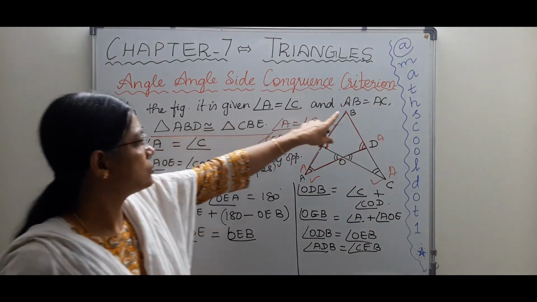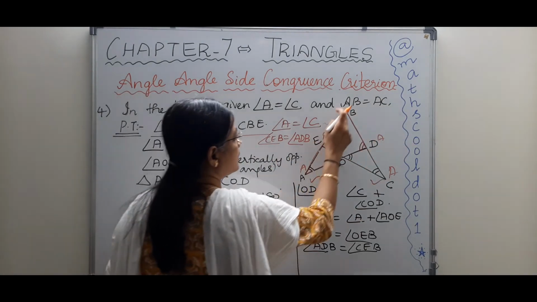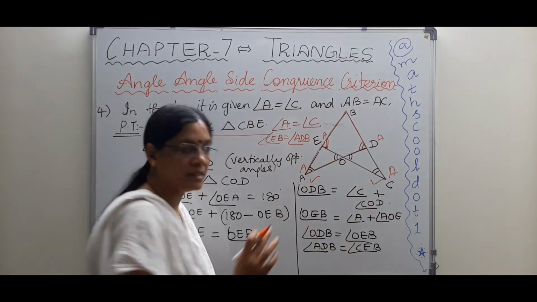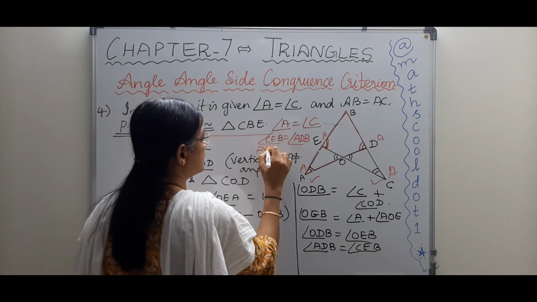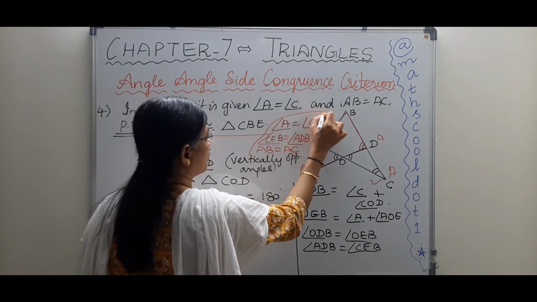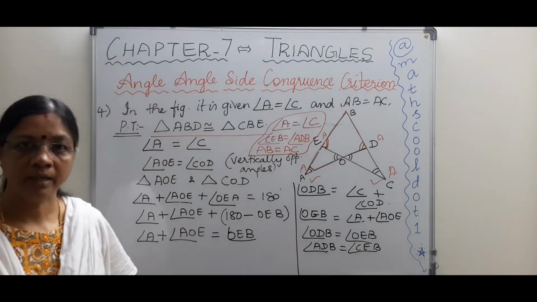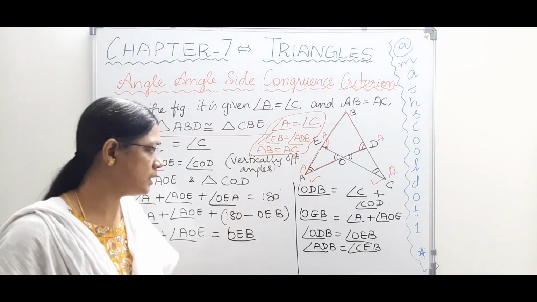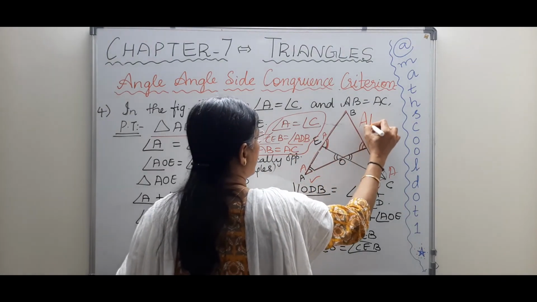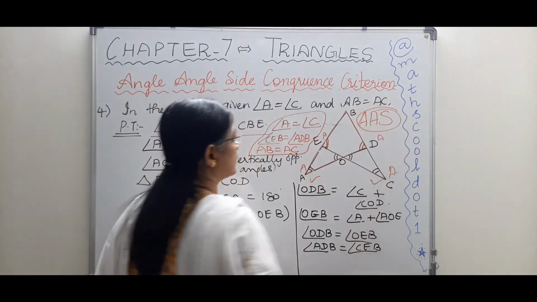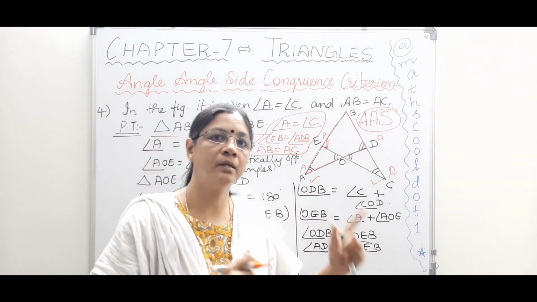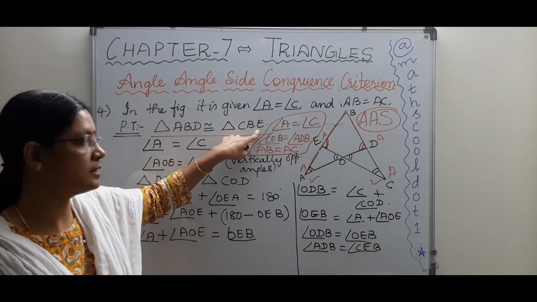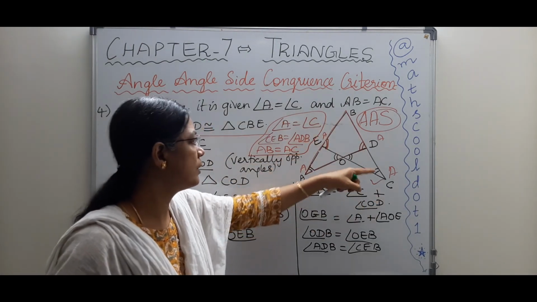And we are also given that AB is equal to AC. See, in this triangle ABD, side AB is there, and in this triangle CBE we have BC, right? So we have AB is equal to AC also. So according to these three, corresponding parts of the congruent triangles, we have three parts, that is two angles and one side to be equal. Therefore, according to the AAS criterion, we have two angles and one side to be equal. Therefore, triangle ABD is congruent to triangle CBE.